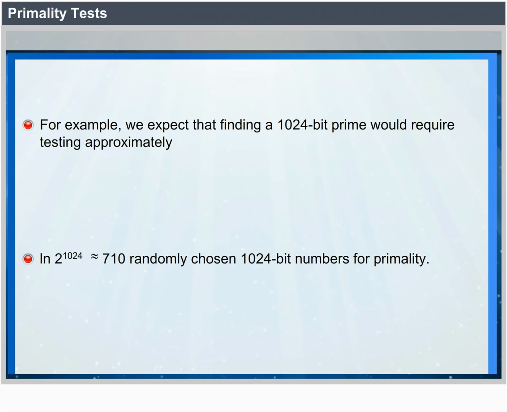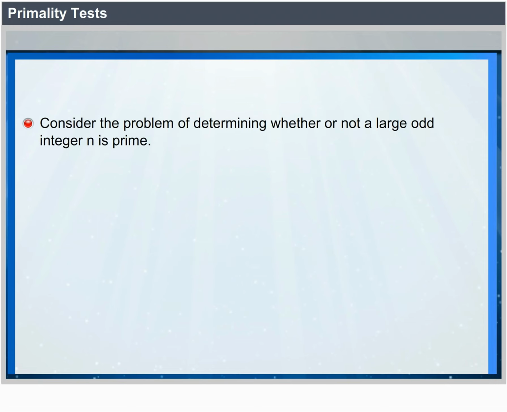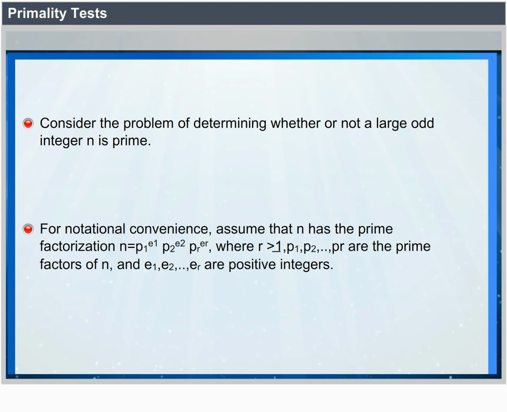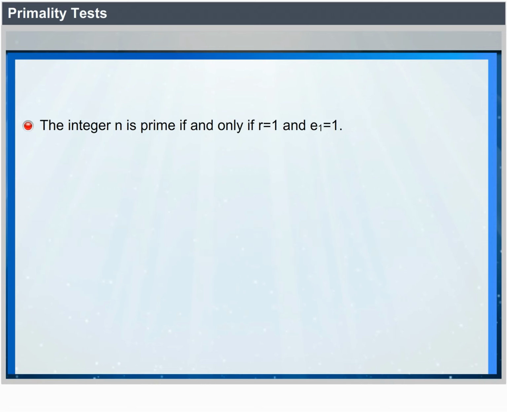Consider the problem of determining whether or not a large odd integer n is prime. For notational convenience, assume that n has the prime factorization n = p1^e1 p2^e2 ... pr^er, where r >= 1, p1, p2, up to pr are the prime factors of n, and e1, e2, up to er are positive integers. The integer n is prime if and only if r = 1 and e1 = 1.